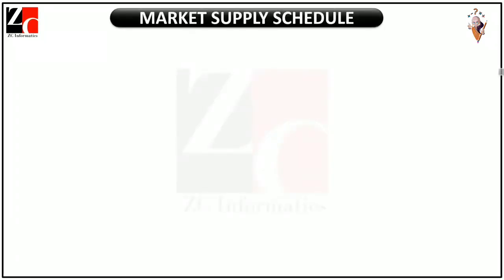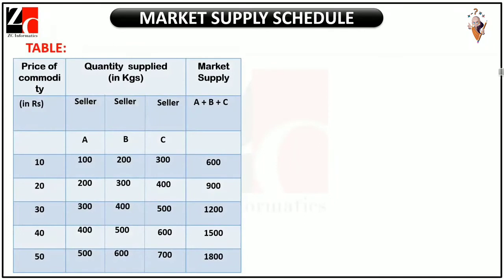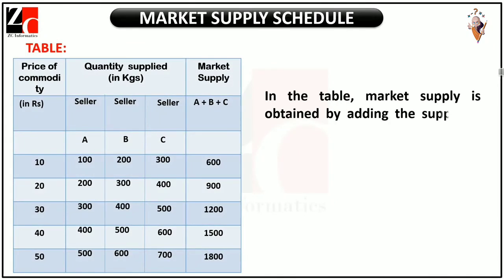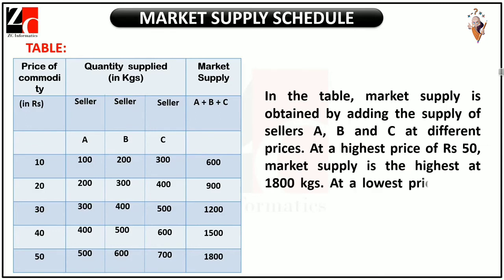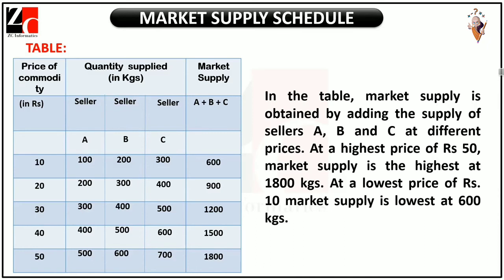Market supply schedule. In the table, market supply is obtained by adding the supply of sellers A, B and C at different prices. At the highest price of Rs 50, market supply is the highest at 1800 kgs. And at the lowest price of Rs 10, market supply is lowest at 600 kgs.